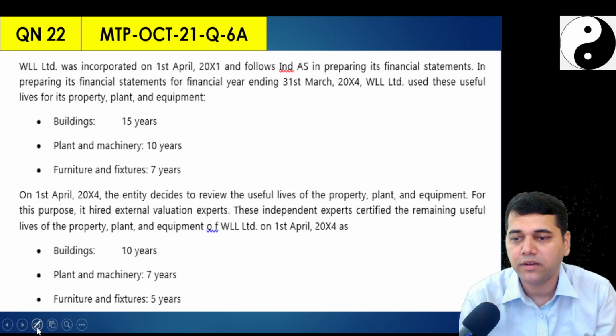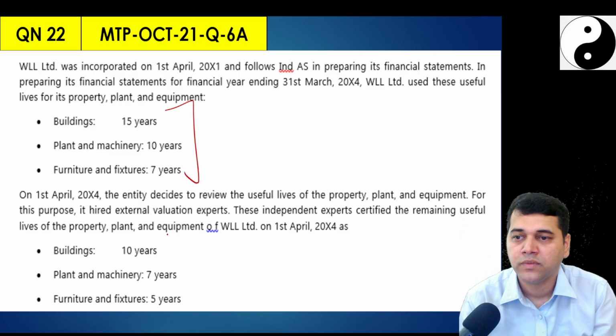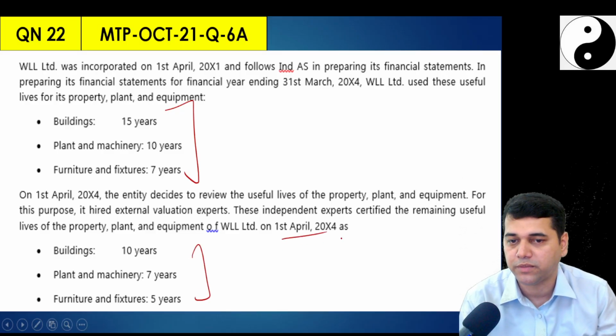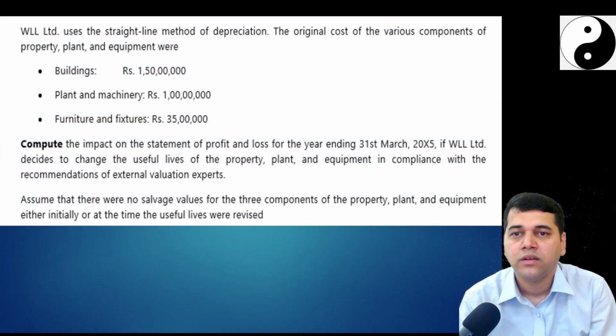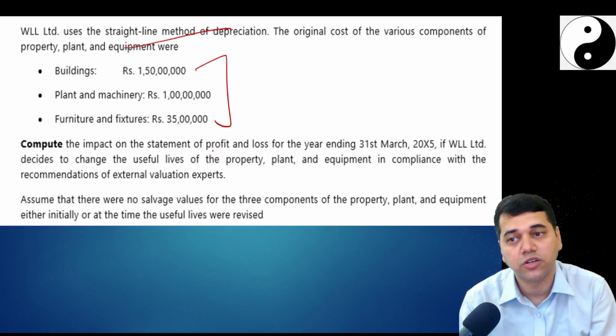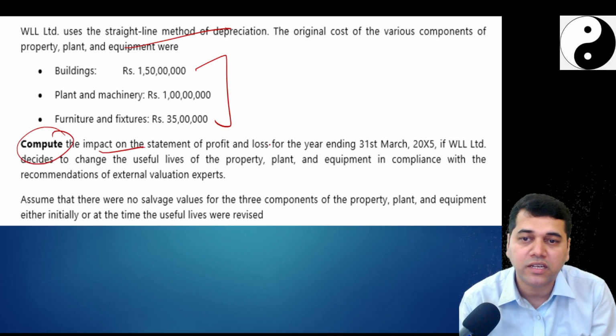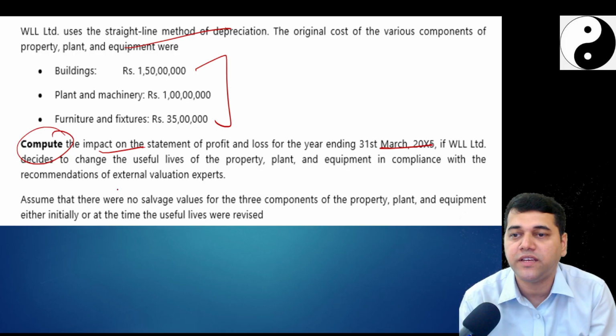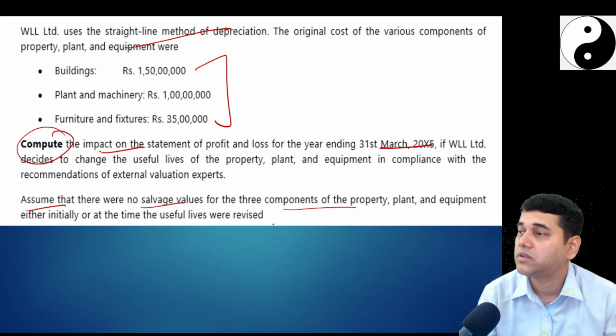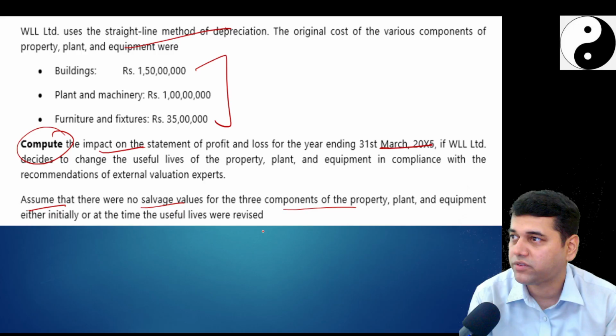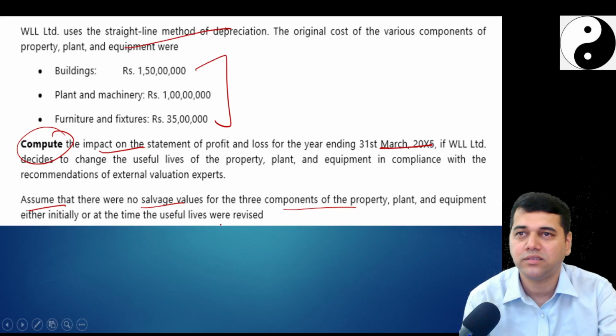There is the building given, life, but cost is not given here. Then they decided to review the useful life and hired an external consultant. Again, they revised it on 1st April 2014 to so many years. They followed SLM. This is the original cost. Compute the impact on the P&L account for 31st March if they decided to change the life of the property in compliance with the recommended valuation. Assume that there was no change in the salvage value and the 3 components of the PPE at the useful life revised. Amounts also the same. Then okay, you can just take it.